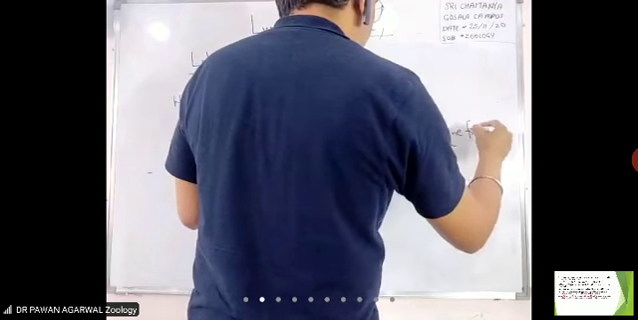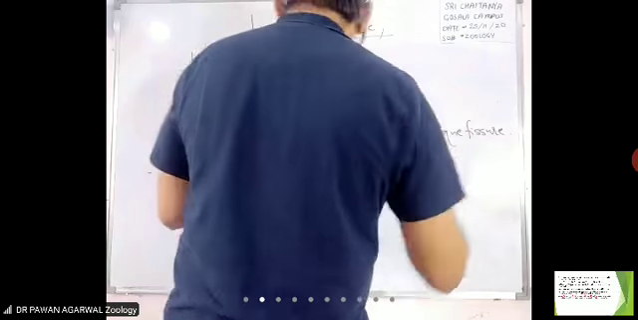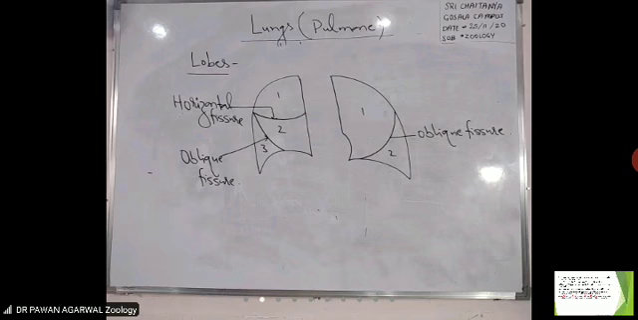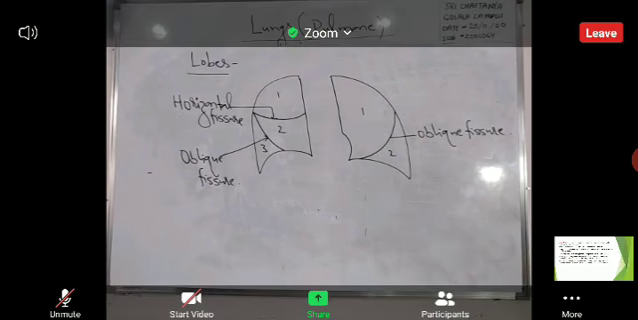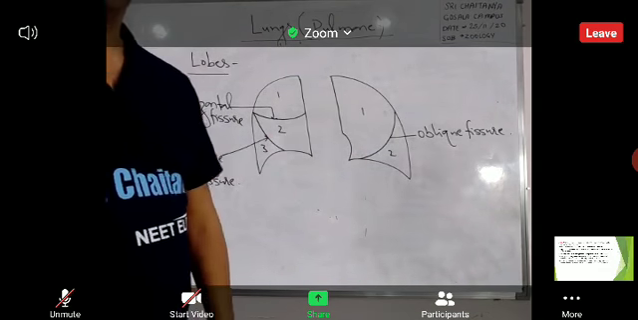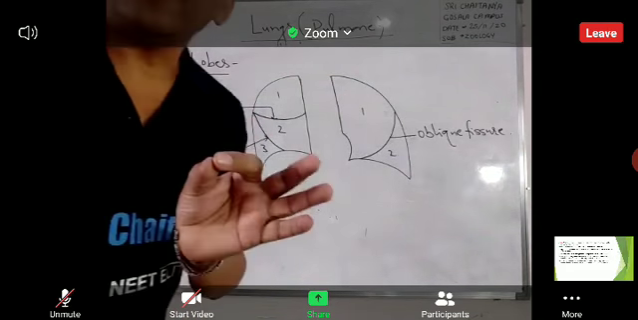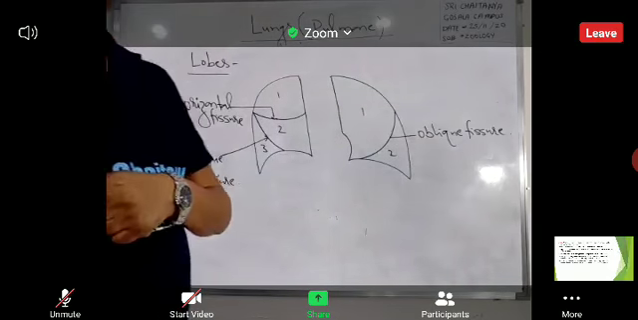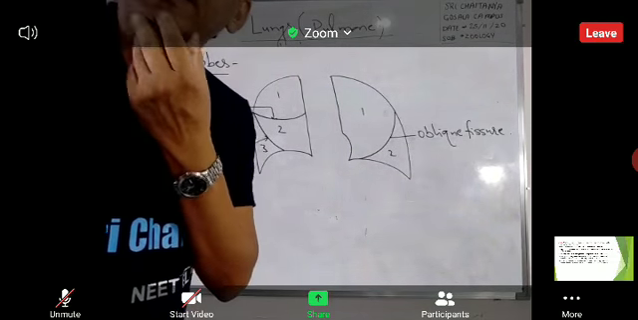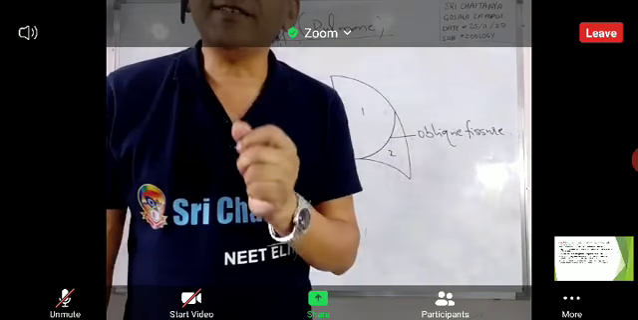So due to presence of two fissures in the right lung, it is divided into three lobes. And due to presence of one fissure in the left lung, it is divided into two lobes. So here there are three lobes, here there are two lobes. Getting this point? Any confusion? Fissure means partition. They are the invagination.